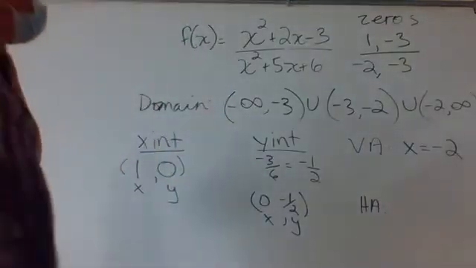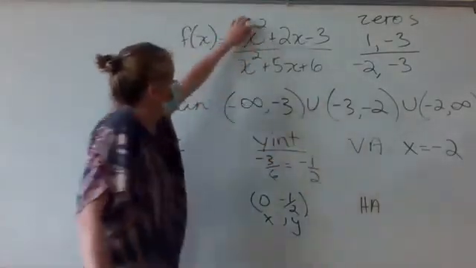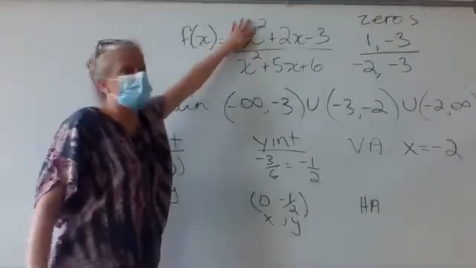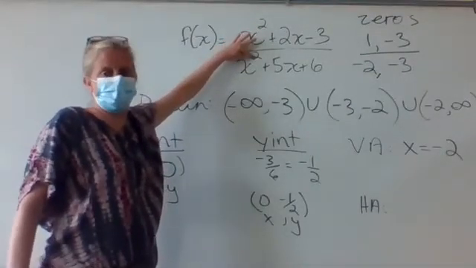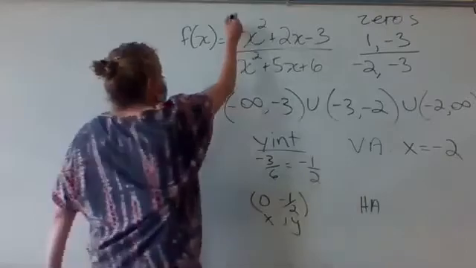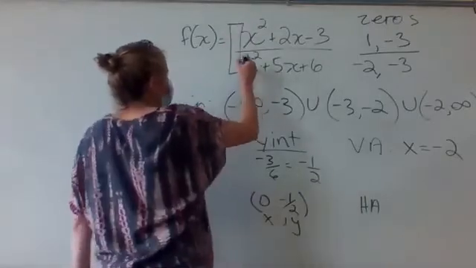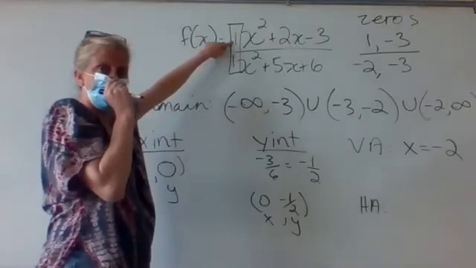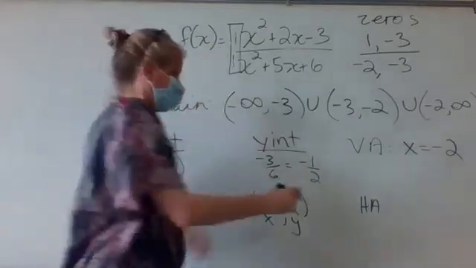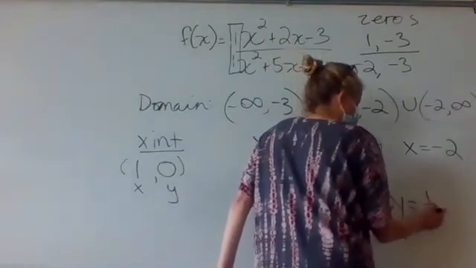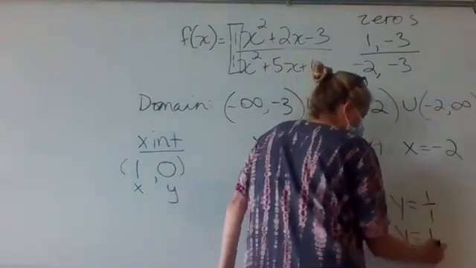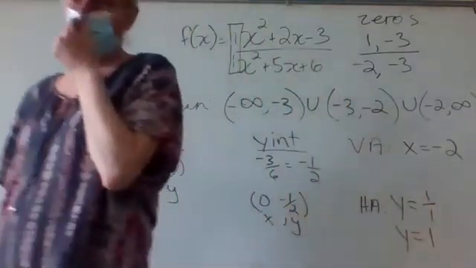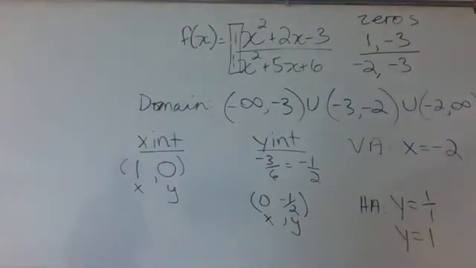And the horizontal asymptote. I'm looking at my degrees. This time, the degree of the top equals the degree of the bottom, which means your horizontal asymptote is going to come from this one's coefficient over this one's coefficient. So 1 over 1, or in other words, y equals 1. Then there's not an oblique asymptote.